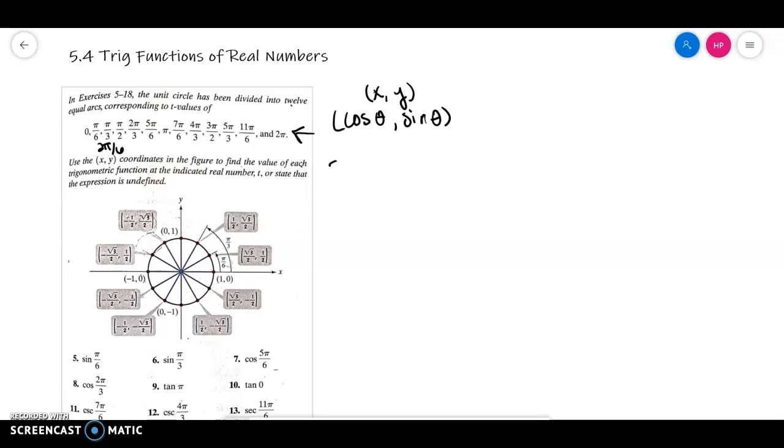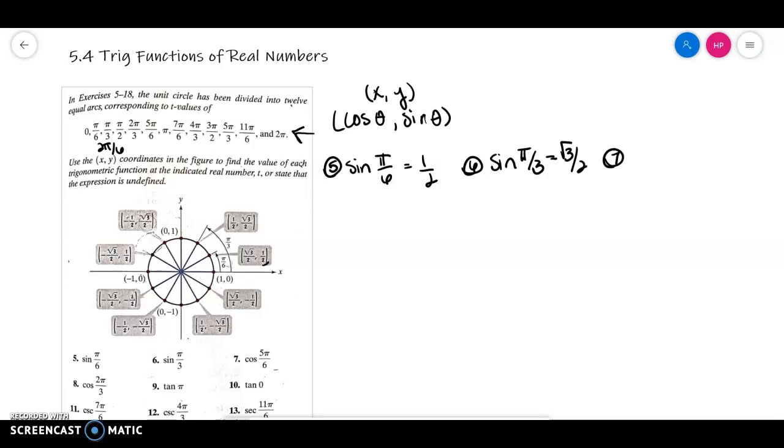So if for number 5, I want the sine of pi over 6, then I am just looking to the y-coordinate for pi over 6, which is 1/2. And that is it. For number 6, I'm looking at the sine of pi over 3. The y-coordinate at pi over 3 is the square root of 3 over 2.